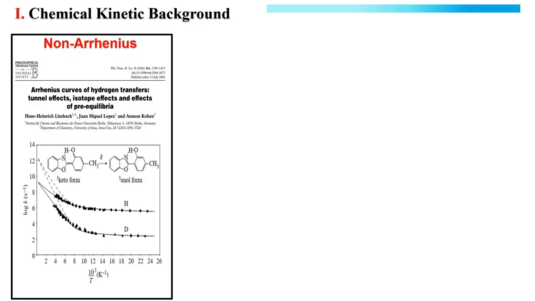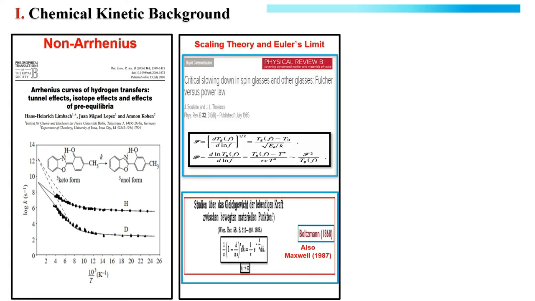First, with the advance of experimental techniques, it's possible to observe non-conventional behavior in chemical kinetics. As we can see in this graph, this is the Arrhenius plot. The Arrhenius plot is classically a linearized problem. And here we can observe a strong curvature.